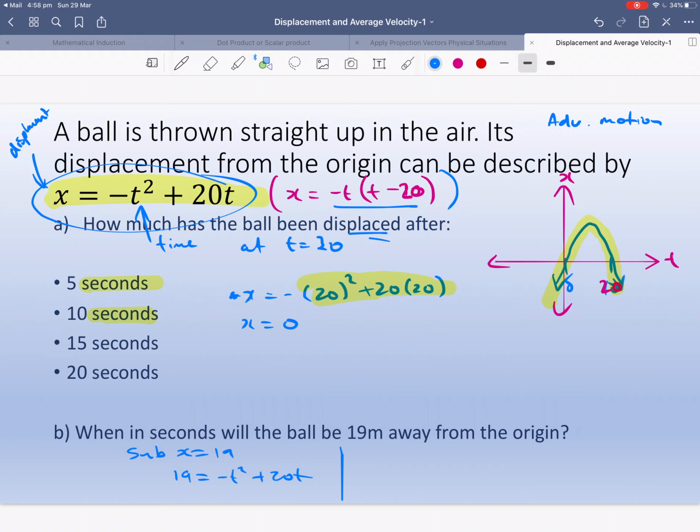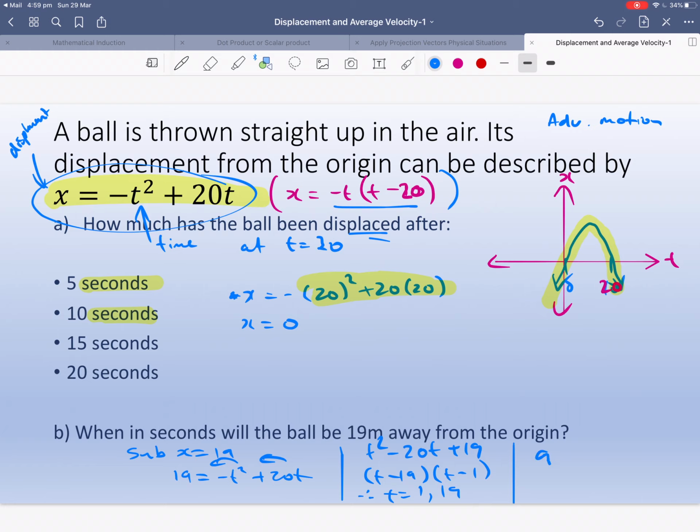So I'm going to make this quadratic. I'm going to move everything to that side. So it's going to be t squared minus 20t plus 19, if I don't stuff this up. Okay, so I'm going to play magic numbers with 19, and it has to be -1, -19. So t minus 19, t minus 1. Therefore, t will equal 1 or 19.